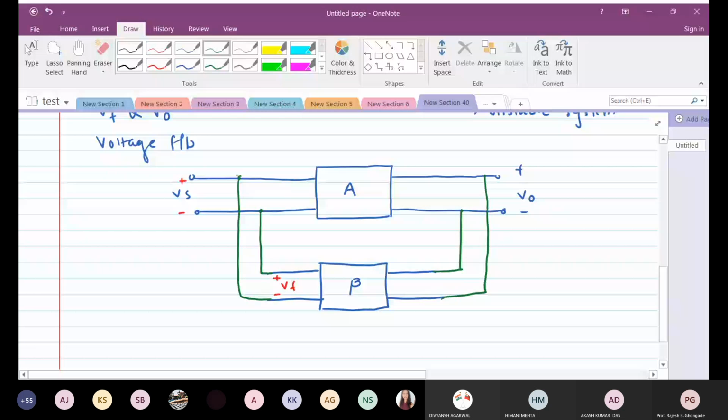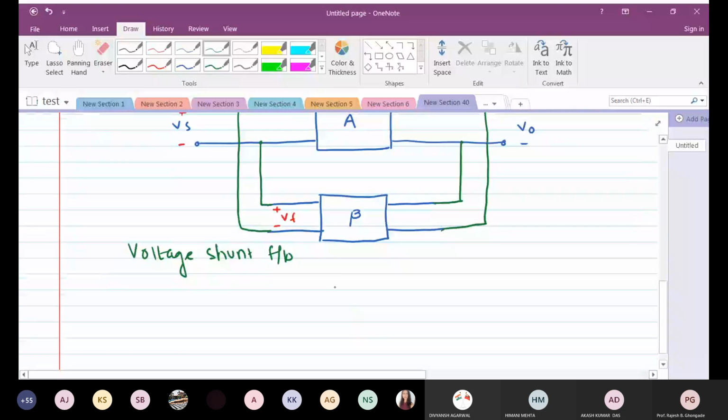So this is called a voltage shunt feedback. You getting this? Because Vs and Vf are connected in parallel.